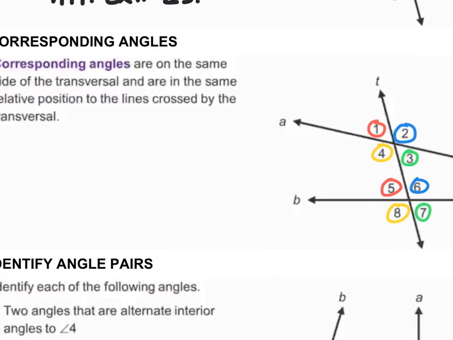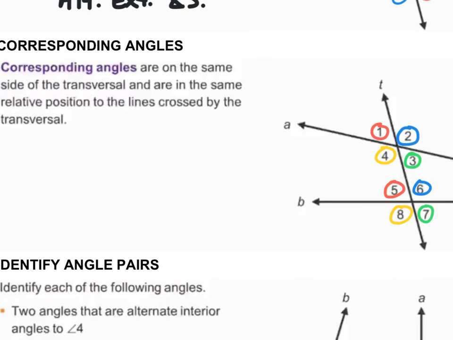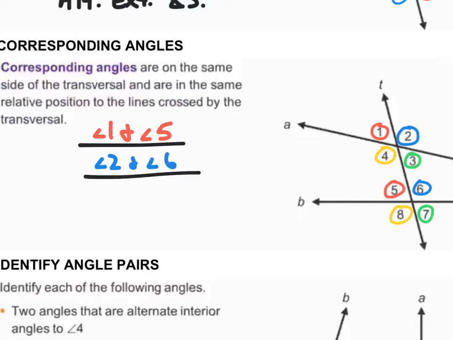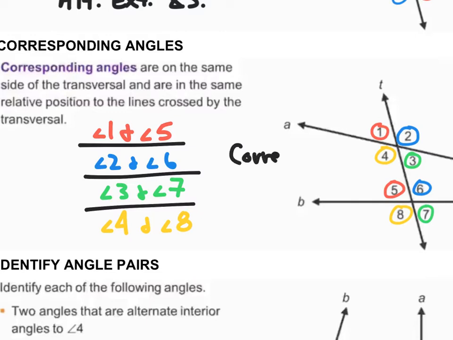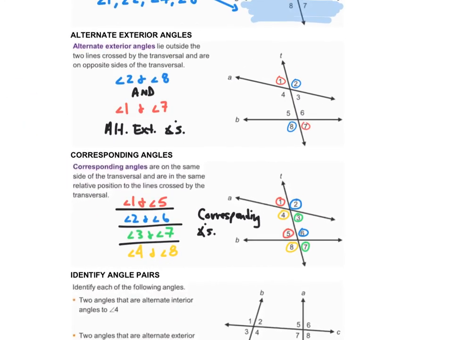So let's write these out, all right, that these are corresponding angles. So angle 1 and angle 5 are corresponding angles, okay? Angle 2 and angle 6 are corresponding angles. Angle 3 and angle 7 are corresponding angles. And then angle 4 and angle 8 are corresponding angles. Okay, so these are corresponding angles, right?